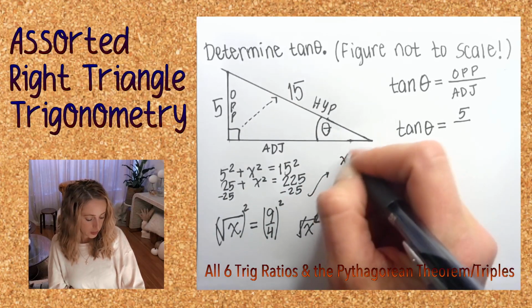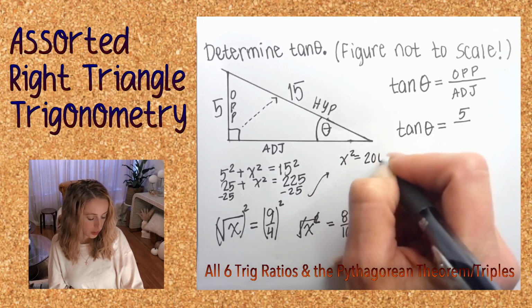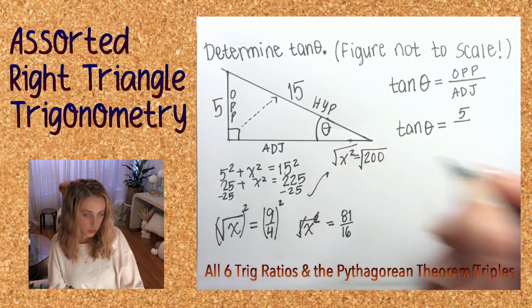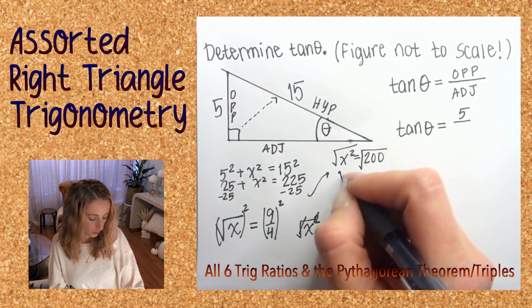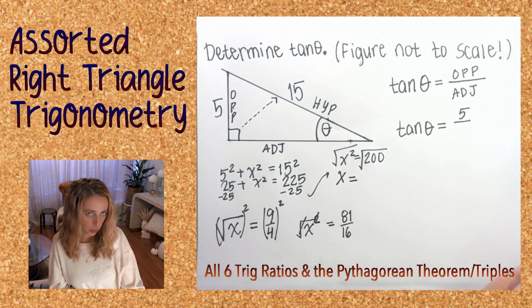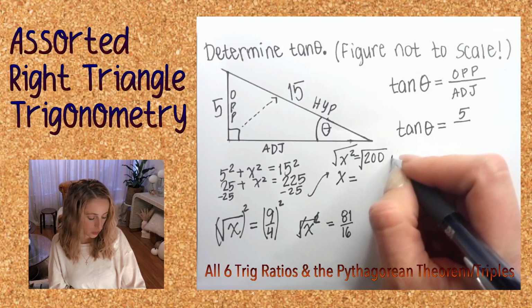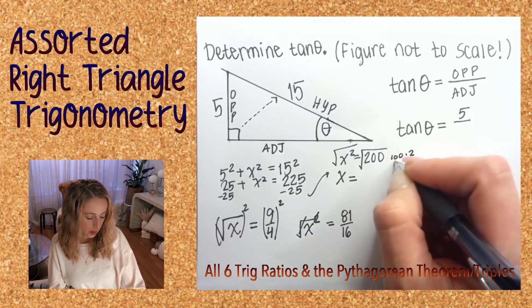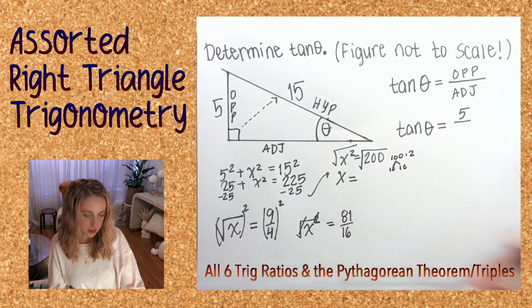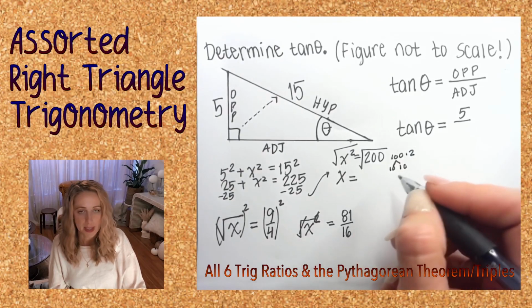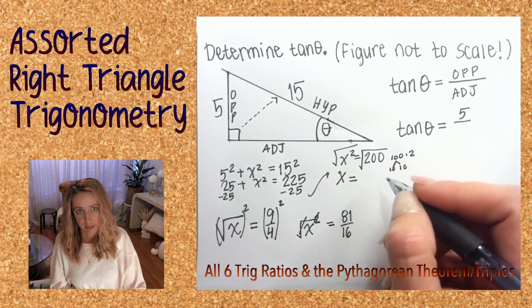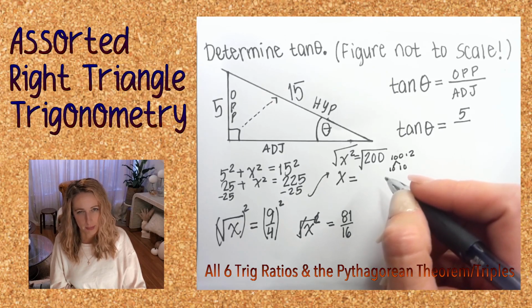X squared equals 200. Take the square root of each side. We're dealing with lengths, so I'm only going to look at the positive answer. Square root of 200. 200 is 100 times 2, and 100 is a perfect square since it's 10 times 10, right? Guys, the square comes out of the square root, okay? It doesn't stay inside. Got it?